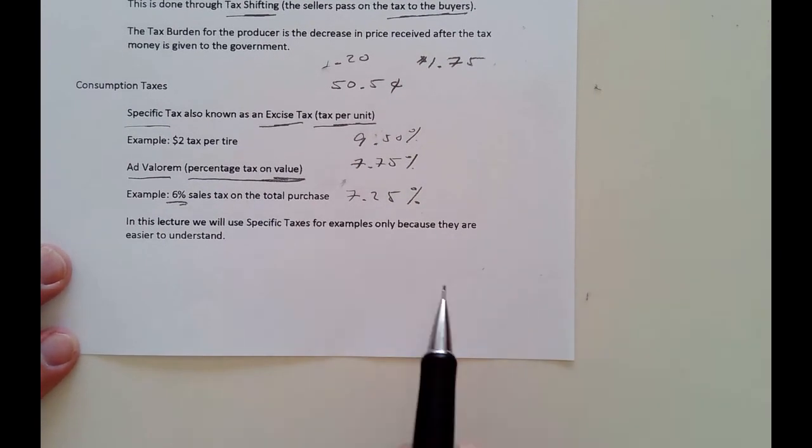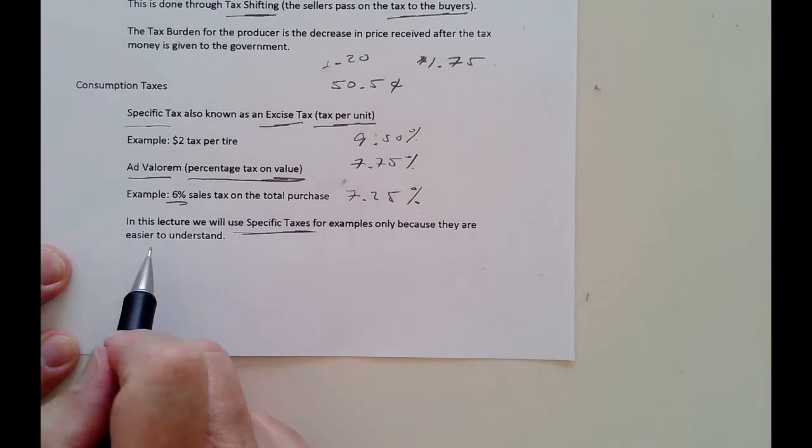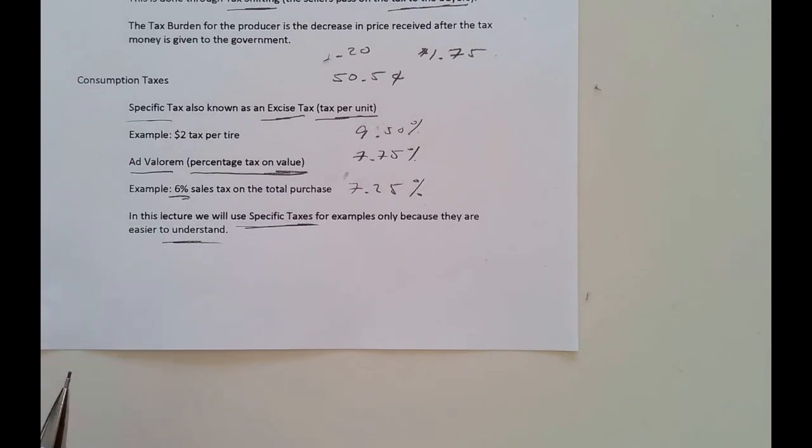Now in this class we're going to use specific taxes for examples. Why? Because they're a lot easier. The end result, there's no difference in the economic analysis. It's just that it's a lot easier to use taxes which are per unit.